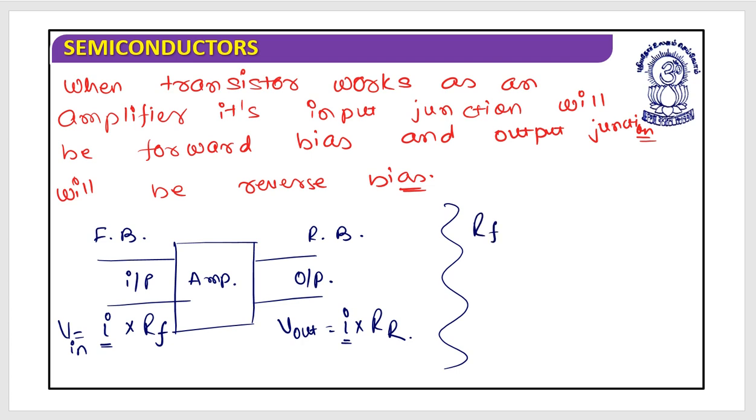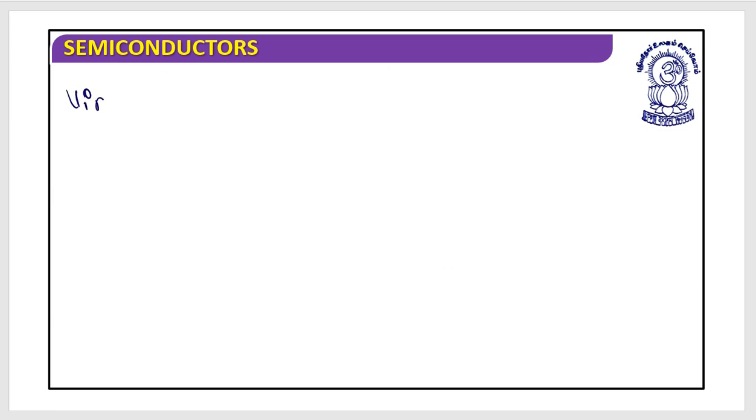Now in reality, forward bias resistance is approximately 100 ohm, and the reverse bias resistance is approximately 1 mega ohm to several mega ohms, let's say 10 or 100 mega ohms. So when I say V in, it is equal to I, the current, multiplied by 100 ohm of resistance, and when we say V output, then it is I, the current, multiplied by 1 mega ohm.